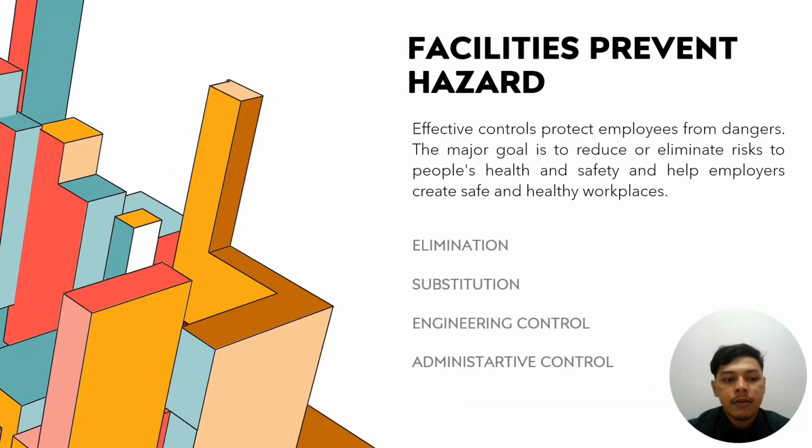Facilities prevent hazard. When it comes to protecting workers, consumers, and the environment, facilities play a crucial part in doing so. First one is elimination, substitution, engineering control, and also administrative control. It's important to remember that when implementing control, it's best to start with the most basic one, such as eliminating risks from occurring in the first place. The selection and implementation of the control measure depend on the specific risk and hazard present in each situation.